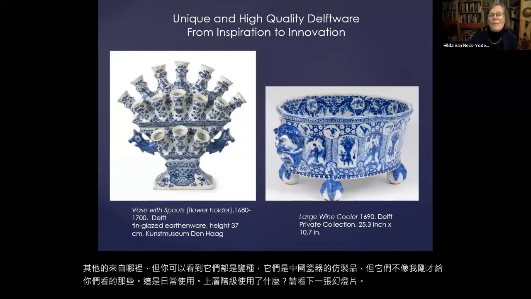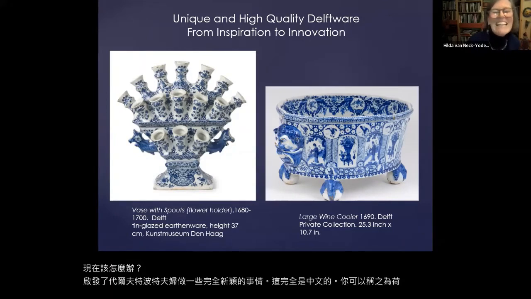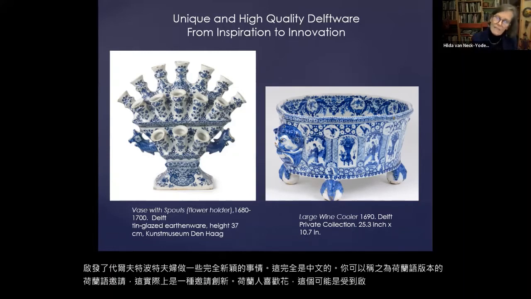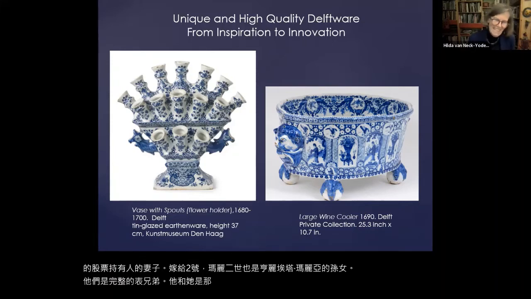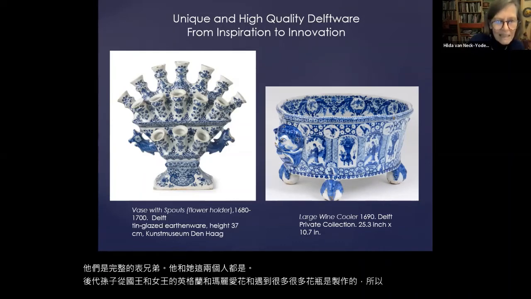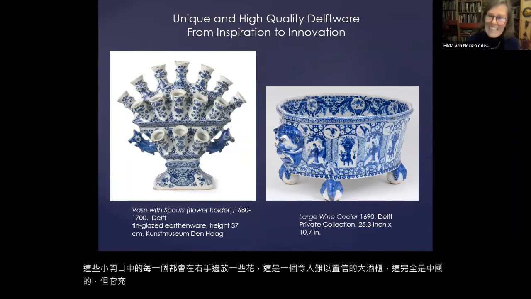This is now what inspired the Delft potters to do something totally novel. This is completely un-Chinese. You can call this a Dutch version, a Dutch imitation, and it's really an innovation. The Dutch love flowers, and this one is probably inspired by the wife of the Stadtholder that I just showed you, Mary II. And Mary II was also a granddaughter of Henrietta Maria. They were full cousins, those two. He and she are both descendants, grandchildren of the King and Queen of England. And Mary loved flowers and had many, many flower vases made. And so this is one of the flower vases, and each of these little openings would have had some flowers in it. On the right-hand side is this incredible big wine cooler. This is totally un-Chinese, but it is filled with Chinese images on it, and it is made in Delft. Next one, please.